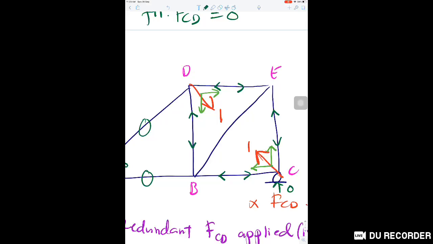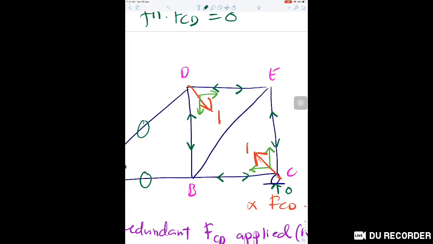Okay, now at joint B, this arrow must be balanced, means that kalau satu ke kanan, mesti ada satu ke kiri. Kalau satu ke bawah, mesti ada satu ke atas. So like this, you must do this one and this one.